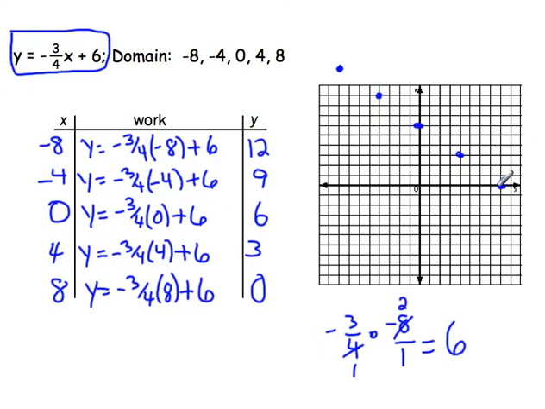Okay? And again, these dots are going in a straight line because it's y equals something x plus 6. Okay? So we've got a nice straight line. And we've only got the dots because we're only working with those 5 domain numbers.